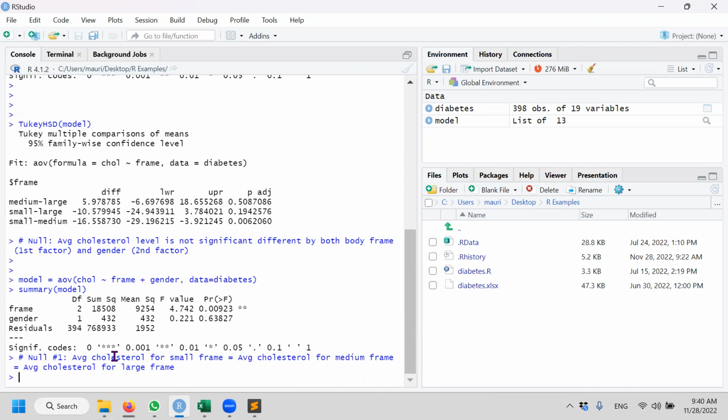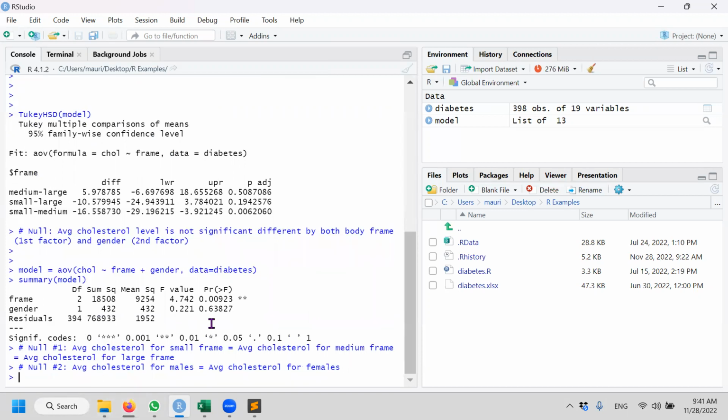and this is actually significant, okay, but the second null hypothesis is whether the average cholesterol for males equals the average cholesterol for females. So in this case, the p-value is 0.64. So there is no significant difference between the average cholesterol of males and the average cholesterol of females.